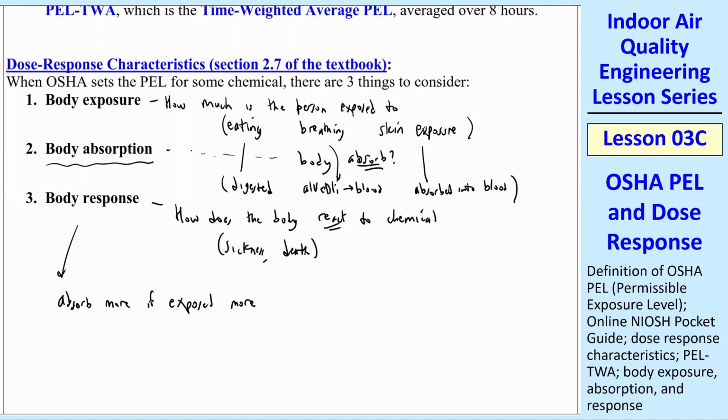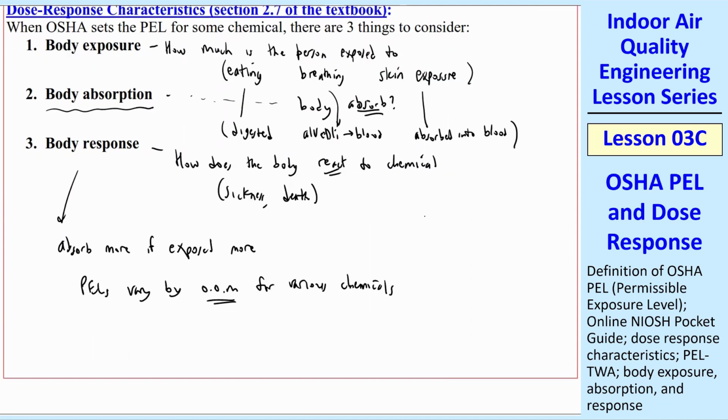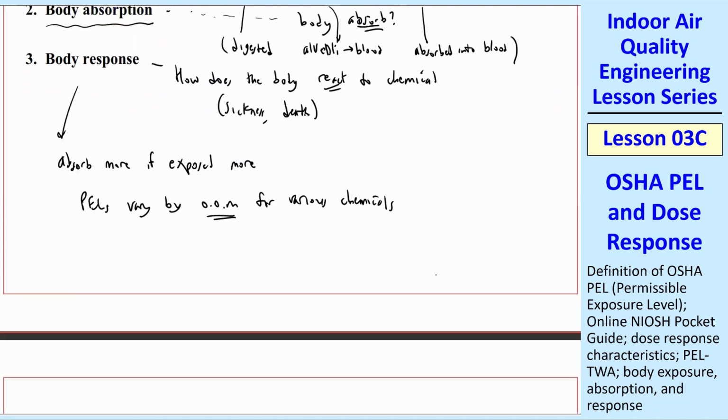If I walk into a room that has 10 times as much lead in the air, I'm going to absorb more into my body, of course. And then I wanted to just point out that PELs vary by orders of magnitude, OOM, for various chemicals. The one I showed you, for an example, had PELs of 0.5. So a low PEL means it's very harmful.